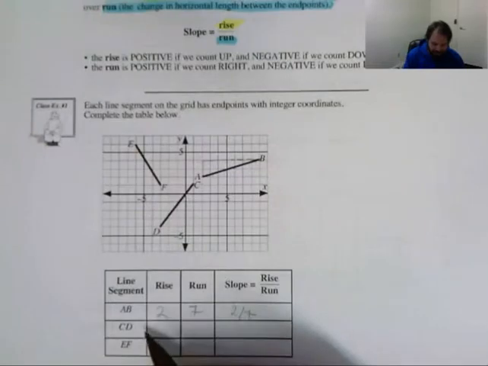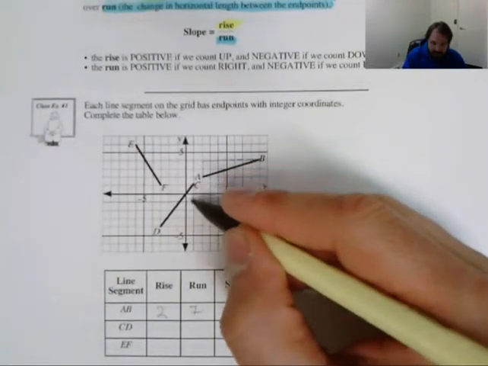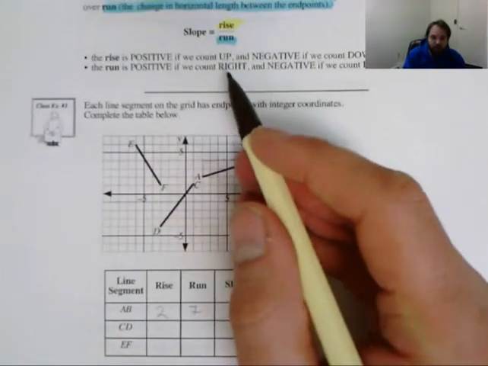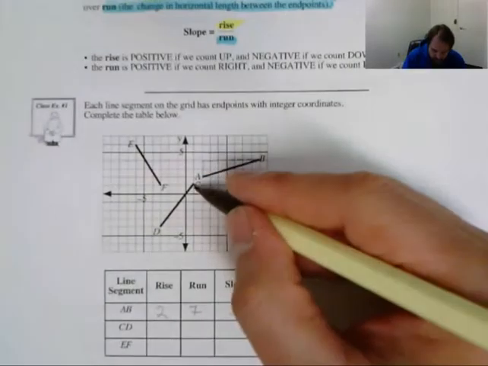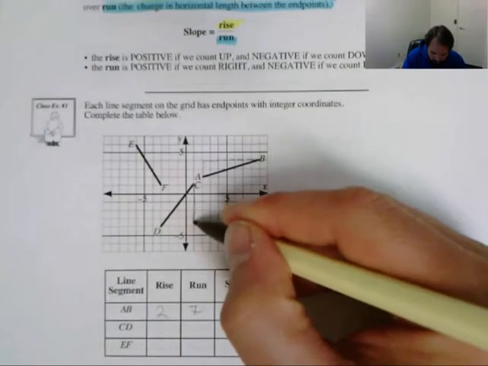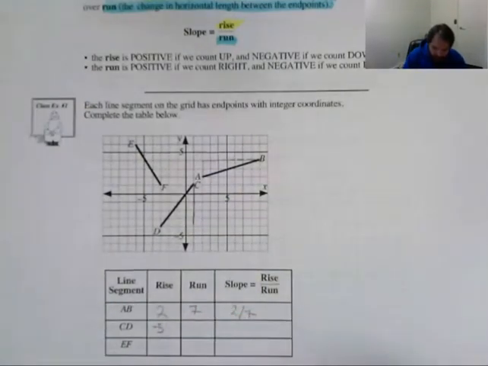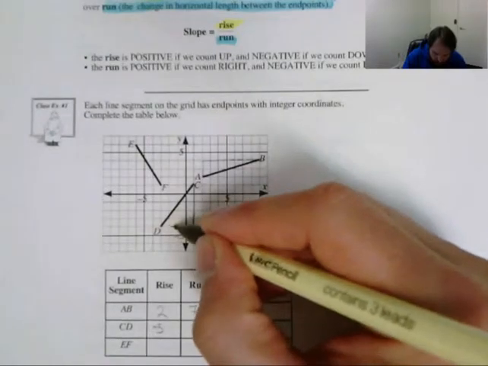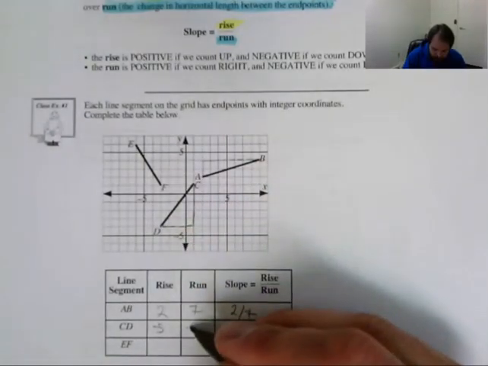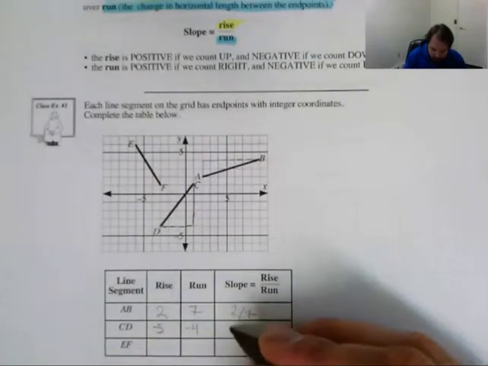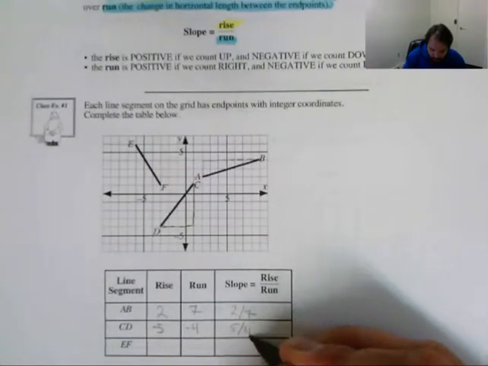Let's take a look at my next one, CD. So we're going from C all the way down to D. So this is going to be a negative because we are moving down. And whenever we move down, it's going to be a negative. So I'm going to go 1, 2, 3, 4, 5. So we go down 5. Now, we're also going over to the left, which is also negative. So I have 1, 2, 3, 4. So that's going to give me negative 5 divided by negative 4 to give me my slope, which is just going to give me 5 over 4.